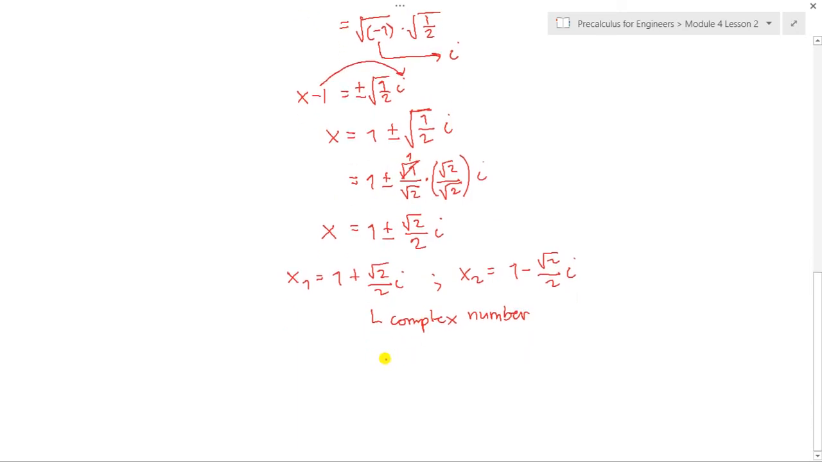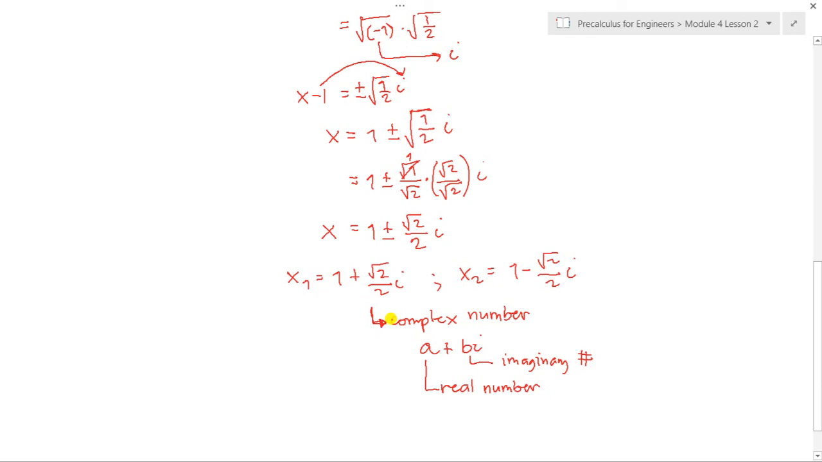A complex number is of the form a plus bi, wherein a here corresponds to our real number. So real number to siya class, but for bi here, this corresponds to our imaginary number. So therefore, yung 1 dito is a real number, and then itong square root of 2 over 2i is the imaginary part. So both of them can be called complex numbers. So complex number yan sila. So we have two solutions here.